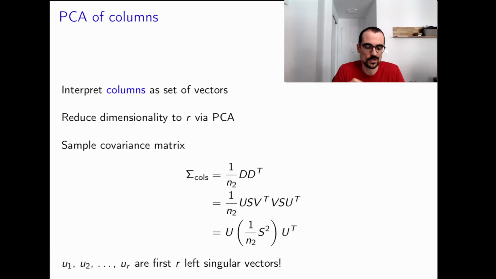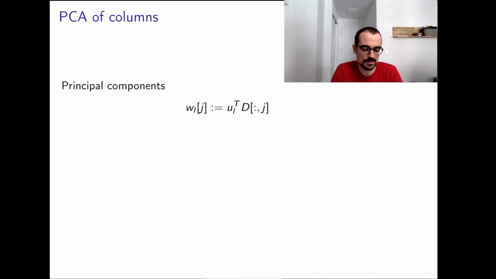So maybe you see where this is going. Now we're going to look at what the corresponding principal components look like. Remember that the principal components are obtained by multiplying the eigenvectors of the sample covariance matrix by the columns. So now let's express this guy in terms of the SVD. In terms of the SVD, we have this sum.